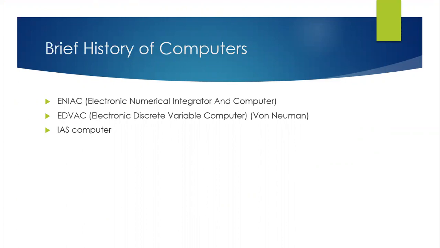So, how did computers start, how were they invented? Let's start with that. The first computer was ENIAC, Electronic Numerical Integrator and Computer. After that came EDVAC, Electronic Discrete Variable Computer, and this architecture is called the von Neumann architecture. And the next computer was the IAS computer.